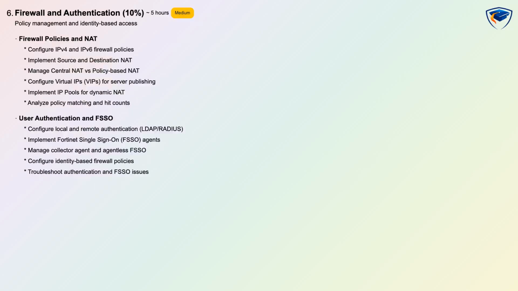Firewall and authentication is 10%, medium difficulty, and needs about 5 hours of mixed hands-on and conceptual work. You will build IPv4 and IPv6 firewall policies, implement source and destination NAT, and manage central versus policy-based NAT and virtual IPs for server publishing. Identity features include local and remote authentication, LDAP and RADIUS configuration, and Fortinet single sign-on with collector and agentless options. You will apply identity-based policies and practice troubleshooting authentication and FSSO issues.